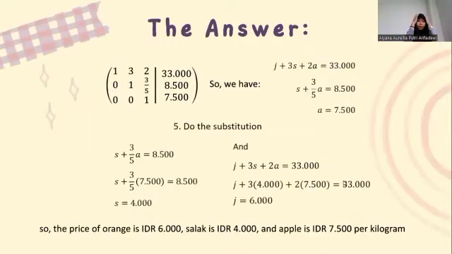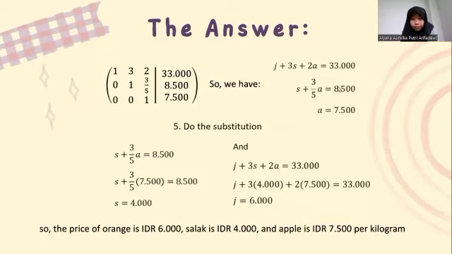So the answer from the problem, we will go from the matrix back to the linear equation. So we have, and this is coefficient. What is coefficient? G, S, A. So from G plus 3S plus 2A is equal to 33,000.